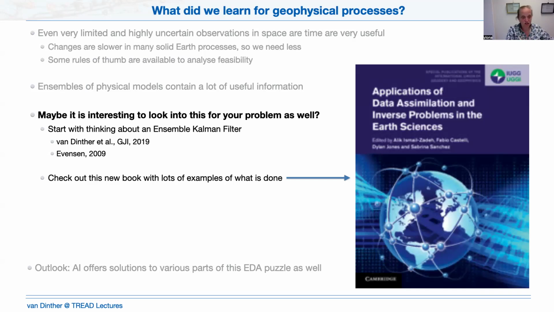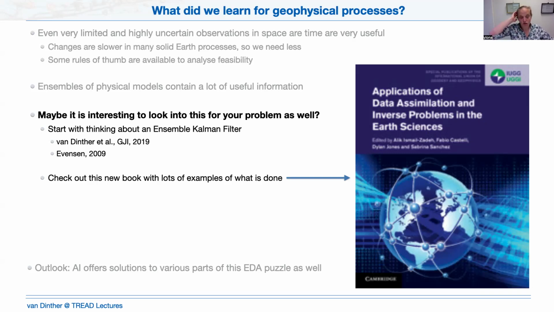So one of my colleagues just published this book together with other collaborators. And there are more books available on data assimilation now in earth sciences. So if you want to read up, there are definitely starting points there. You can also start from my 2019 paper, where I try to explain all of this for an earthquake science audience. But the best thing that I used was this book by Evensen, 2009, that was just on the ensemble Kalman filter. So that is the best book to start with if you want to really learn more.